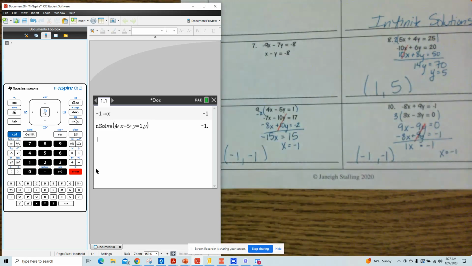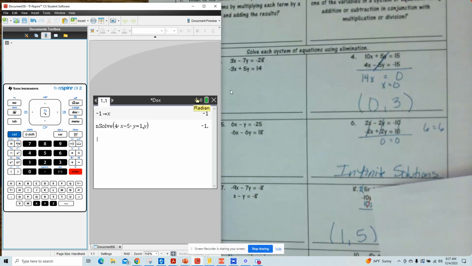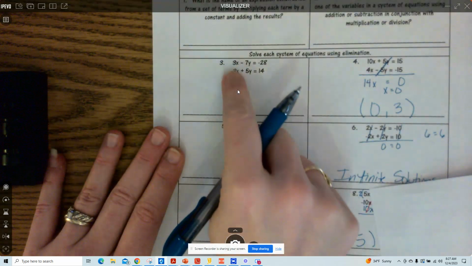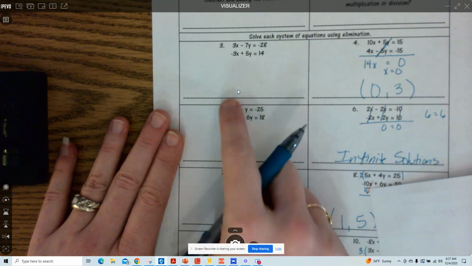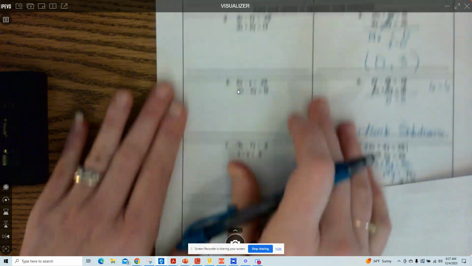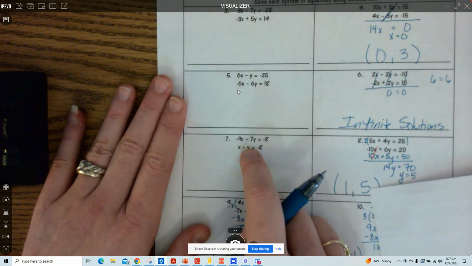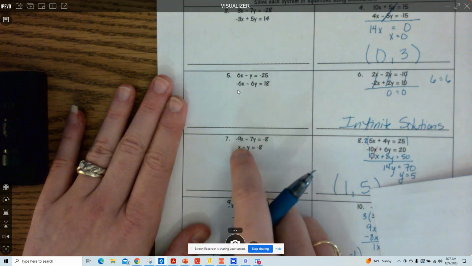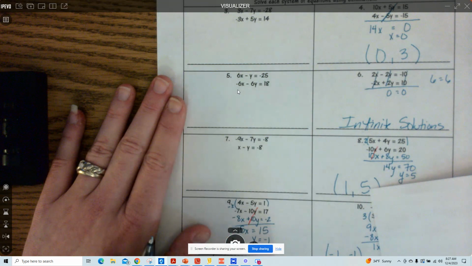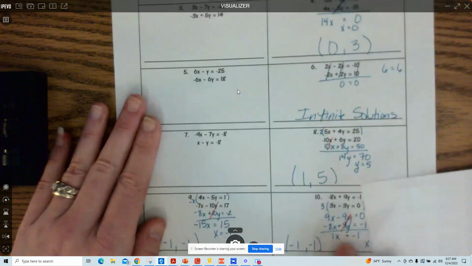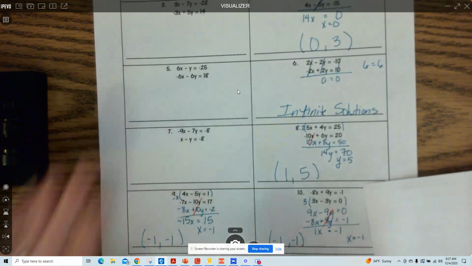So on the ones that I left you, this one already has it set up, ready for you to do elimination. This one's already set up, ready for you to do elimination. This one you have to manipulate. I would manipulate the x on that one since the sign's already different. Okay, so those are your 3. Those are the only 3 that you've got to do today.